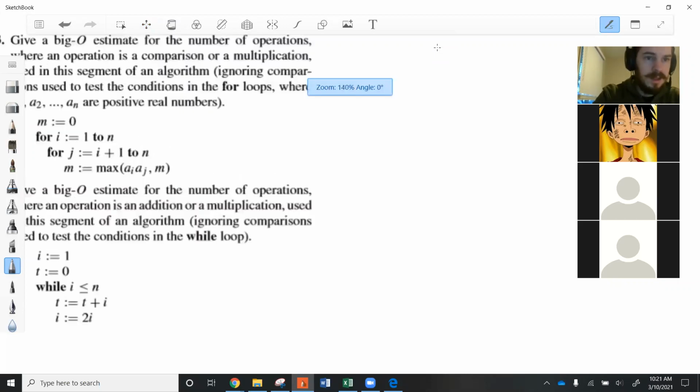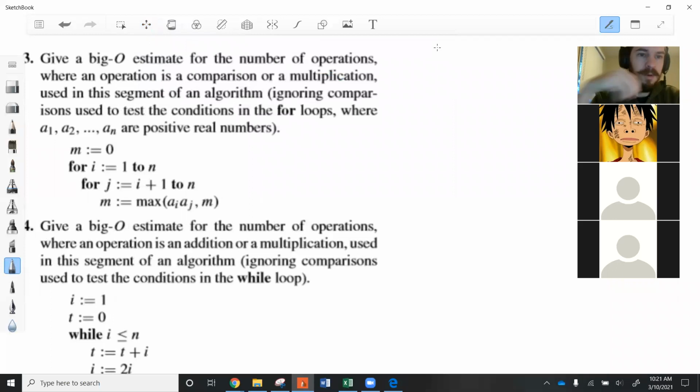Starting with 3, we want to give a big O estimate for the number of operations. An operation is a comparison or a multiplication. So we're just going to count comparisons used in this segment of an algorithm, ignoring comparisons used to test conditions for loops. So we're not going to worry about the testing for when we arrive at n. We just want to worry about what's going on in here.